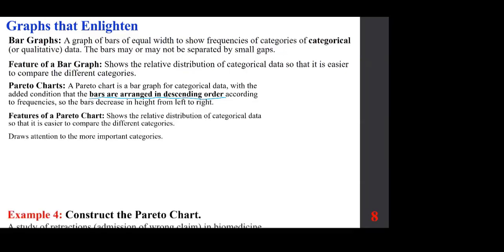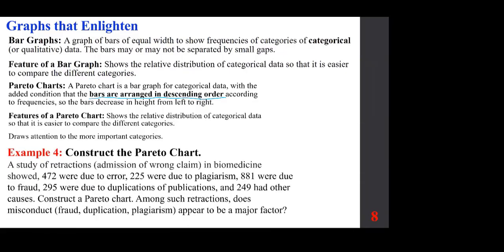So here's an example. We want to construct the Pareto chart for this example. Can somebody read the question for us, please? A study of retractions, admission of wrong claim in biomedicine, showed 472 were due to error, 225 were due to plagiarism, 881 were due to fraud, 295 were due to duplication of publications, and 249 had other causes. Construct a Pareto chart. Among such retractions, does misconduct, fraud, duplication, plagiarism appear to be a major factor?